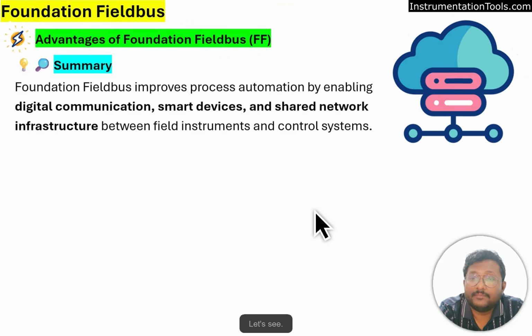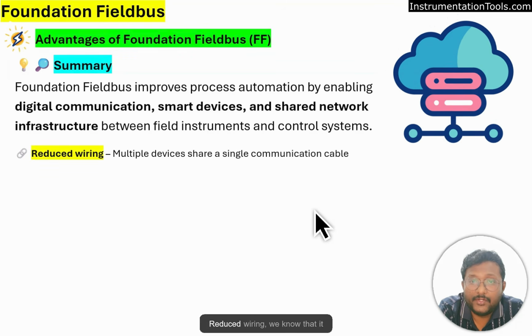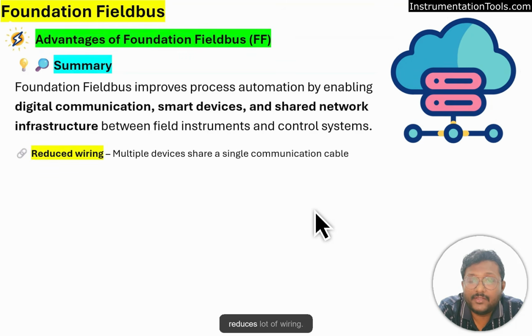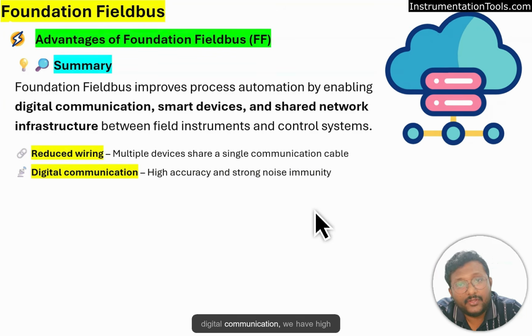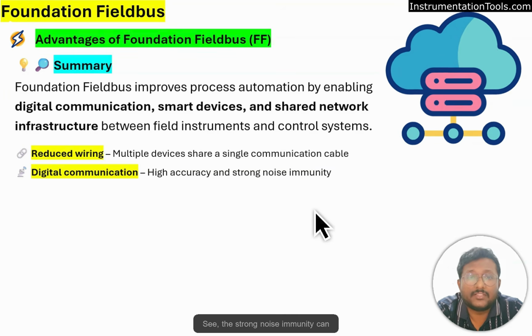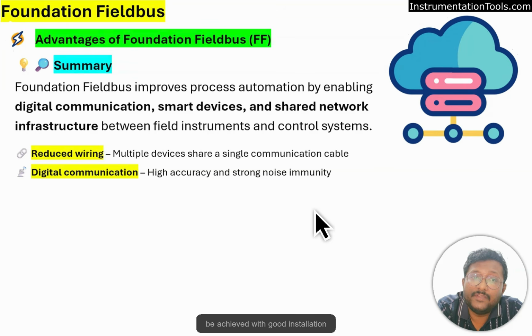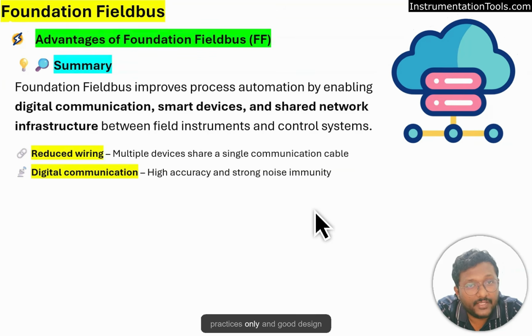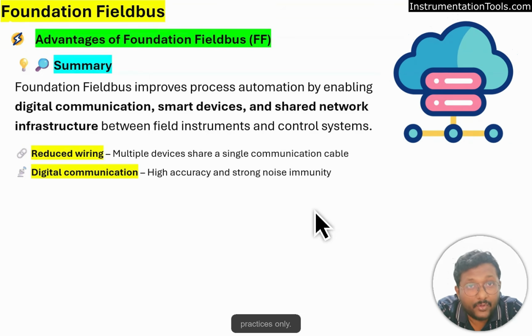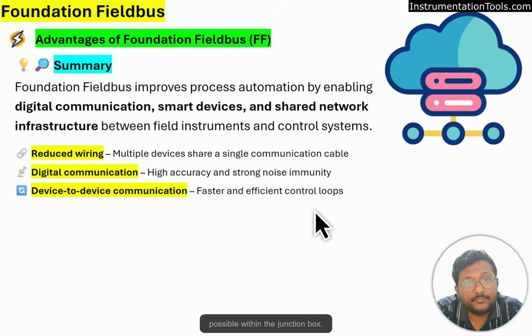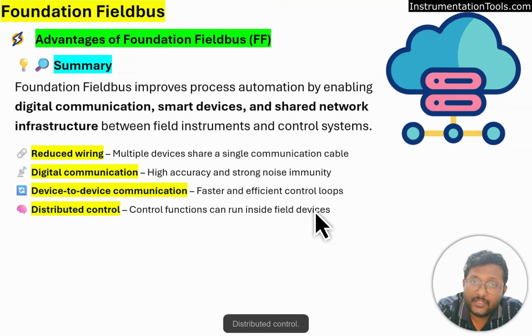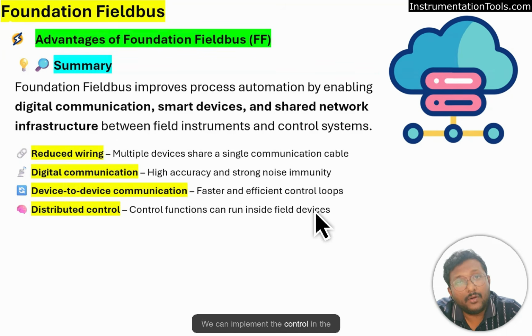So what is the summary? Let's see. Reduced wiring. We know that it reduces a lot of wiring. Digital communication. Because of digital communication, we have high accuracy and strong noise immunity. See, the strong noise immunity can be achieved with good installation practices only and good design practices only. Device to device communication is possible within the junction box. Distributed control. We can implement the control in the field itself.